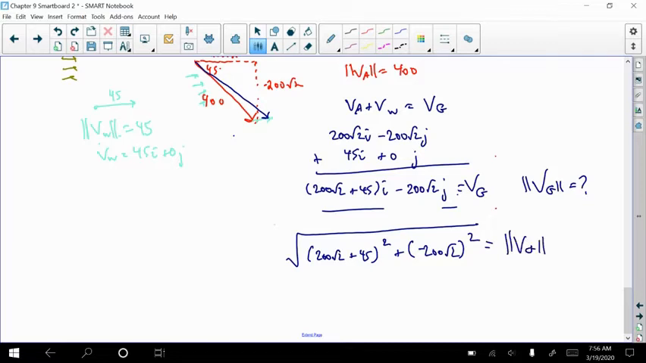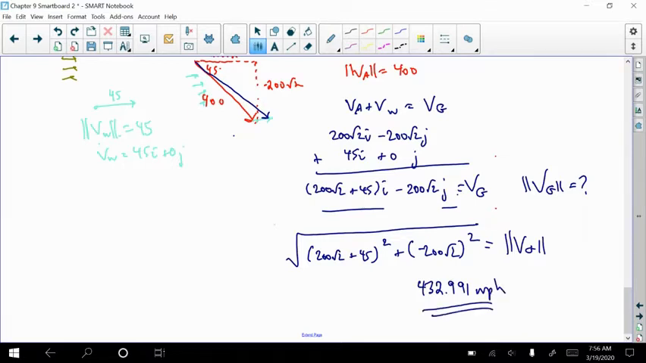Okay, so probably I should have already done this ahead of time, but I didn't. So now you can hear the clicking of my calculator. 200 root 2 plus 45 as a quantity. We're going to square that, plus negative 200 root 2 squared, and then square root that. So I got a magnitude of 432.991. I'm just used to 3 decimals for AP Calc, miles per hour.